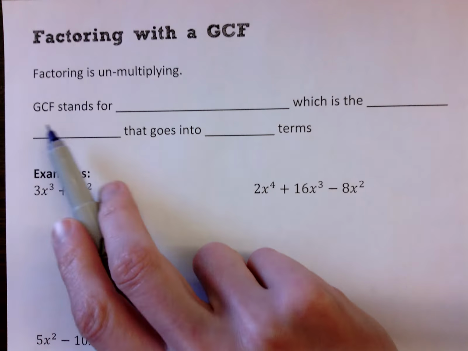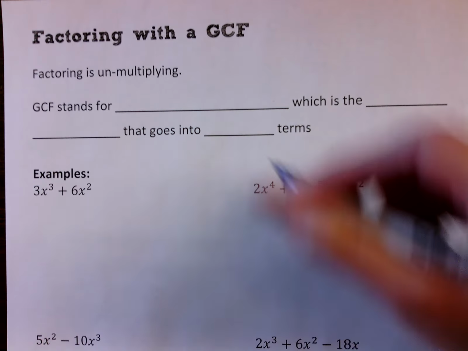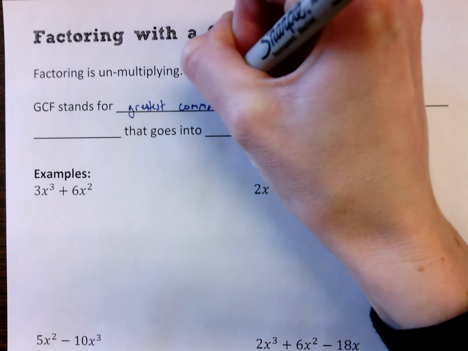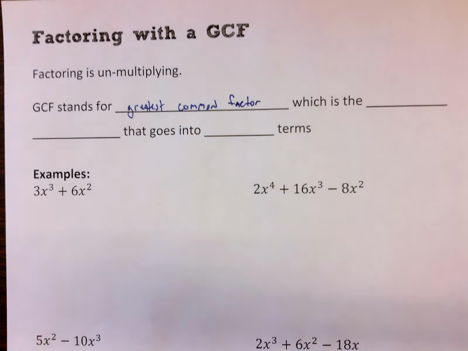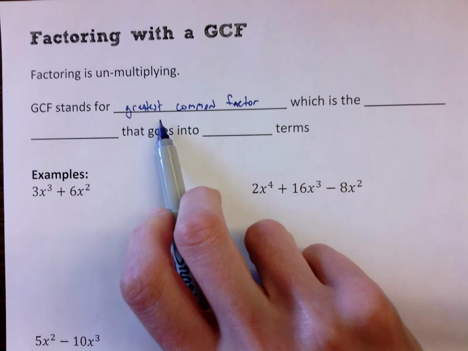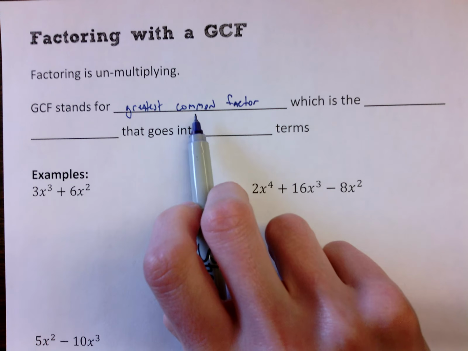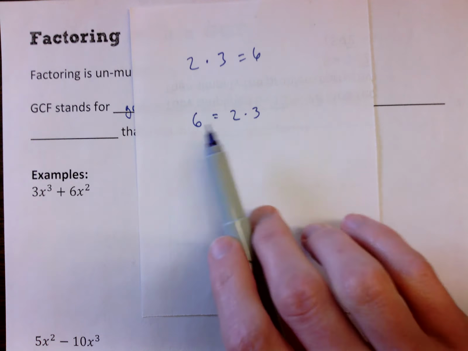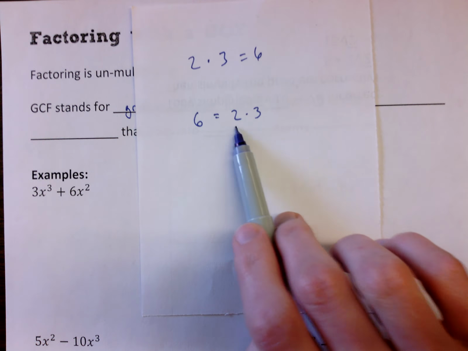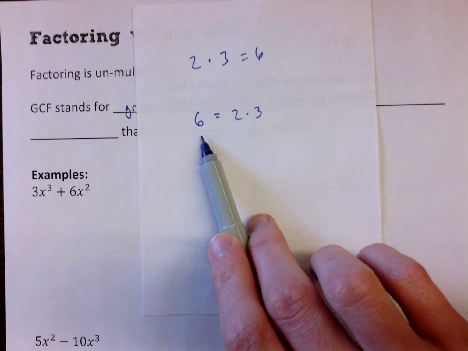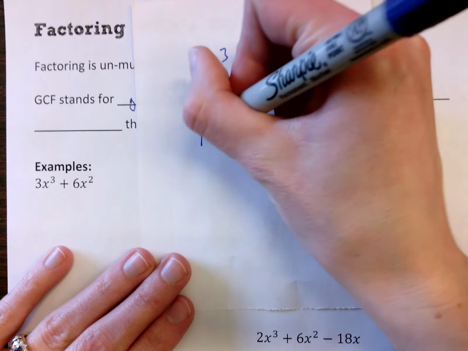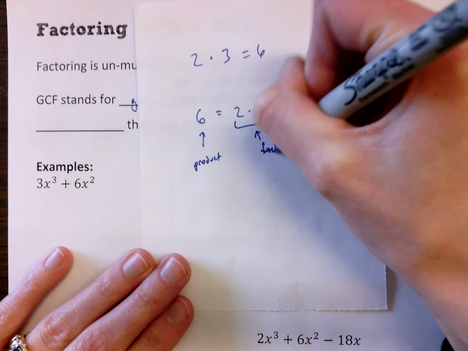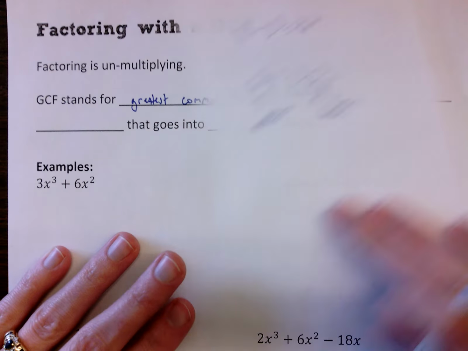And today we're going to look at just something called a GCF. GCF stands for greatest common factor. Greatest meaning the biggest, common meaning what do they have in common, what do they share, and factor, well, factors are these guys. If I can say that 6 is equal to 2 times 3, then we'd say 2 and 3 are factors of 6. So this guy right here, if that's my product, then these guys are my factors. So that's what we're talking about here.